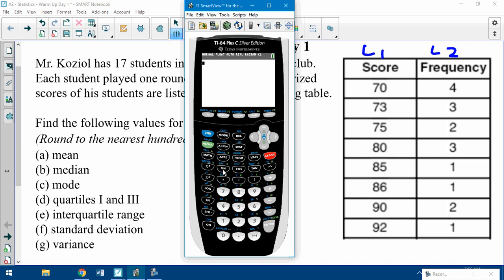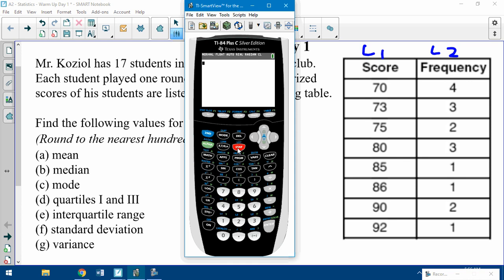Remember, you go to Stat and then Edit. You want to clear out everything that's in both of these if you have stuff in it, and plug these in. So I got 70, 73, 75, 80, 85, 86, 90, 92. And the corresponding frequencies are 4, 3, 2, 3, 1, 1, 2, 1. Okay, those are all in there.